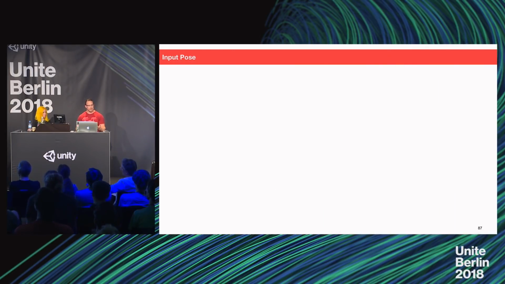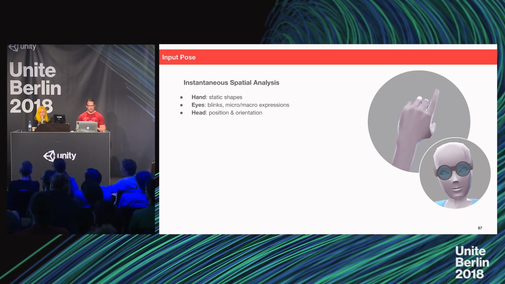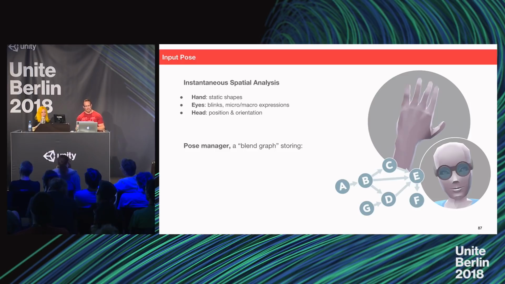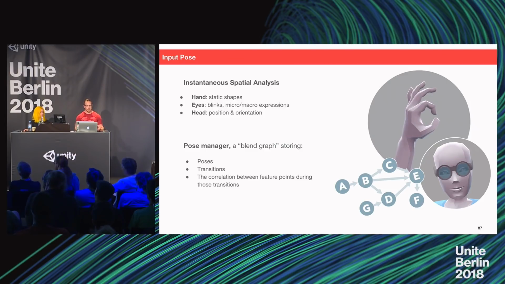So what do I mean when I say we analyze the input poses? Well, I'm just talking about the spatial analysis, right? So like the particular configuration of the hand or the particular configuration of the eyes. Are they blinking? Are you doing a particular thing with your head? Just the particular moment-to-moment spatial analysis of the device, of the inputs. And then finally having a pose manager, which if you've ever done any sort of advanced animation systems, basically just lets me store these individual spatial poses of the particular input, as well as the transitions between them, the correlation of the basic feature points between these transitions.